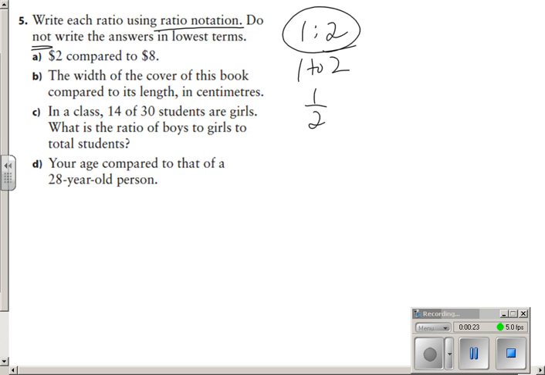So for A, $2 compared to $8 would be a ratio of 2 to 8. And I'm tempted to reduce that down to 1 to 4, but the instructions clearly say don't, so I won't. I will resist the temptation.